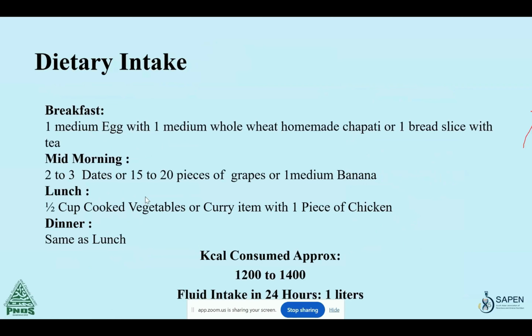Her dietary recall intake included one medium egg with one medium whole wheat homemade chapati or one bread slice with tea. And mid morning, she was taking 2 to 3 dates or 15 to 20 pieces of grapes or one medium banana. Her lunch included some vegetables with curry, only one piece of chicken, and dinner was same as lunch. She was approximately consuming 1200 to 1400 calories, and her fluid intake in 24 hours was 1 liter.